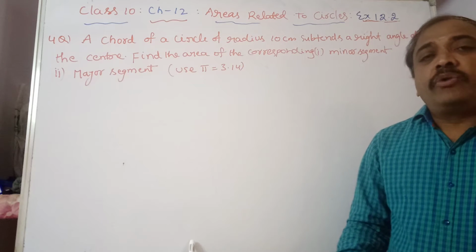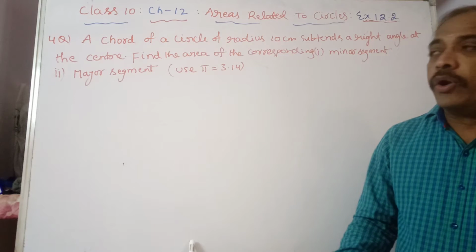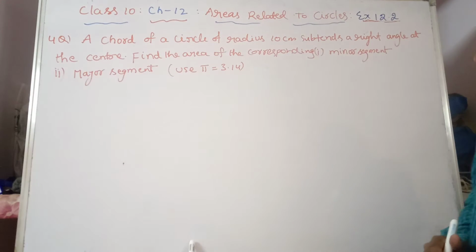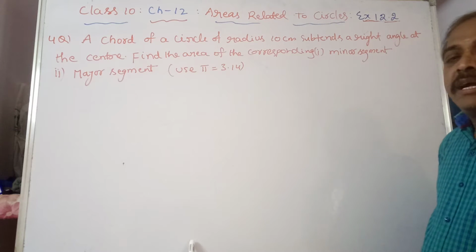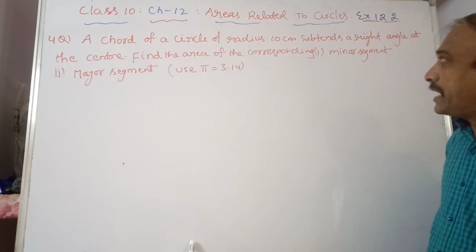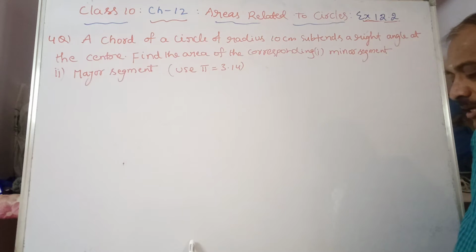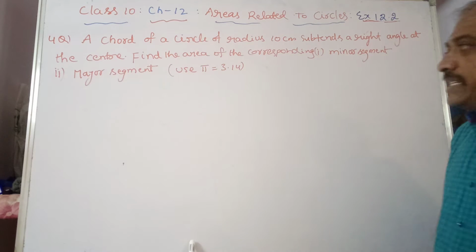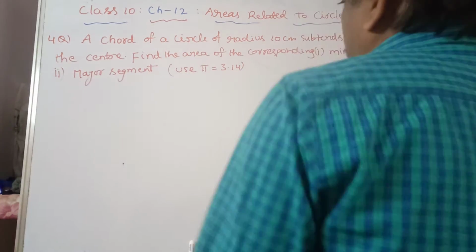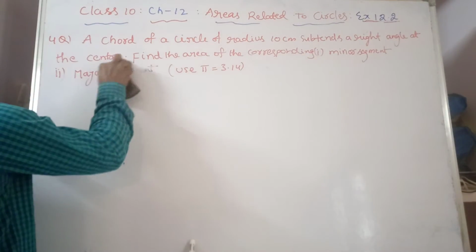exercise 12.2. Now exercise 12.2, question number 4. A chord of a circle of radius 10 cm subtends a right angle at the center. Find the area of the corresponding minor segment and major sector. Here it is given minor segment and major sector.